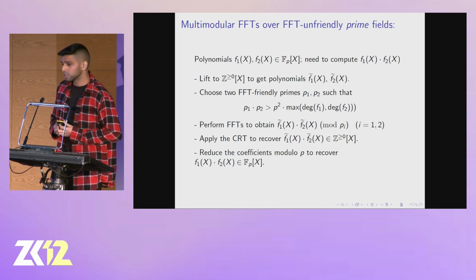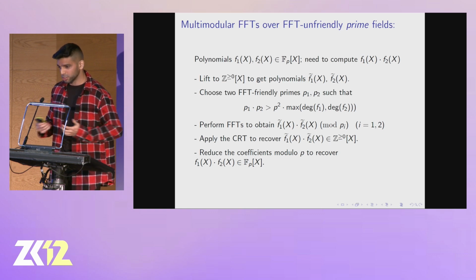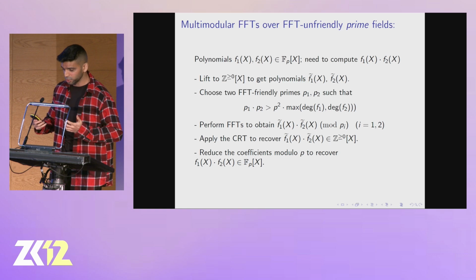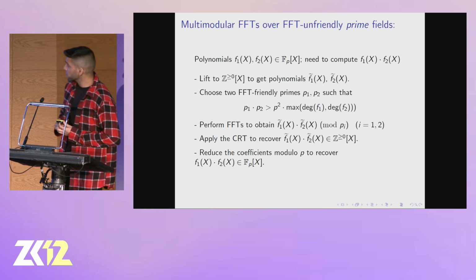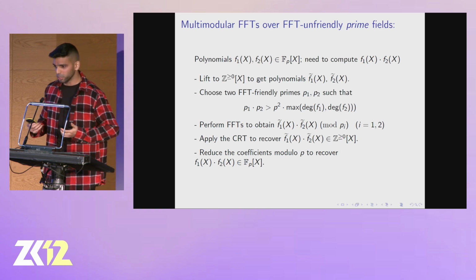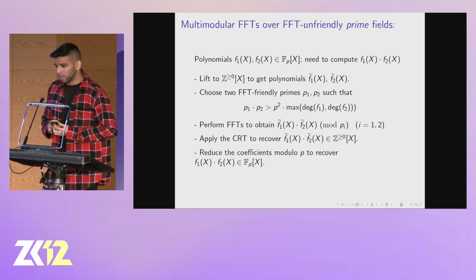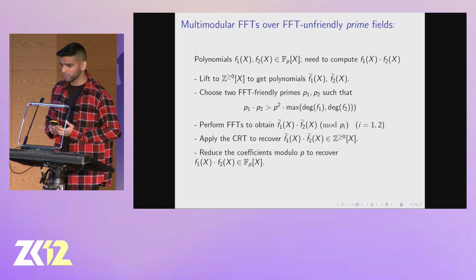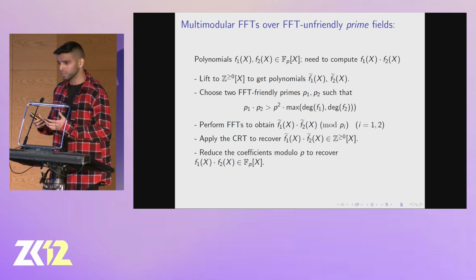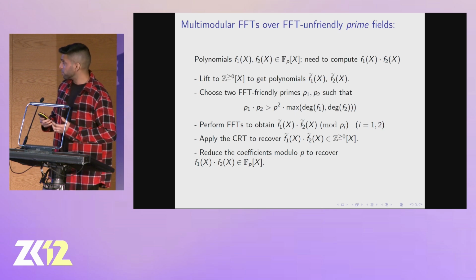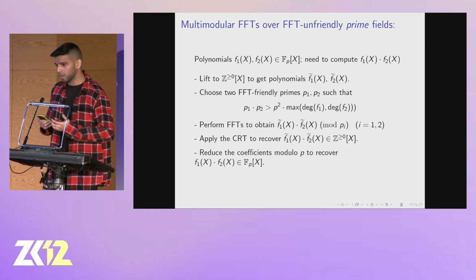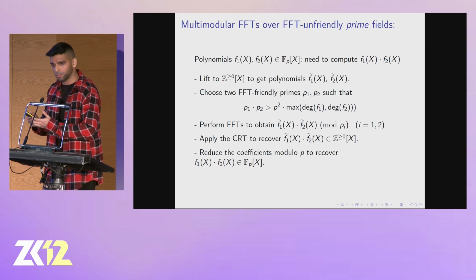So what we're going to do is just treat them as polynomials over the integers, or to be more precise, over the non-negative integers, and we're going to take the product over this monoid. It's not a ring or a group, but that doesn't really matter here. And the way we're going to do that is we're going to choose two nice primes, P1 and P2, and we're going to choose them large enough so that the product exceeds any of the coefficients of this resulting product. Now we're going to perform FFTs to obtain both this product modulo P1 and P2.